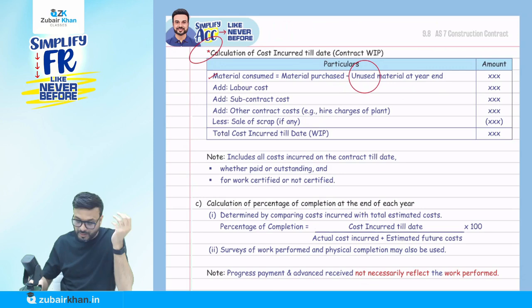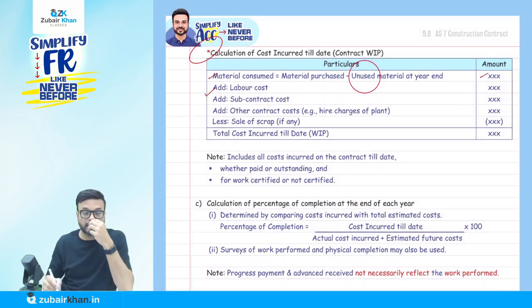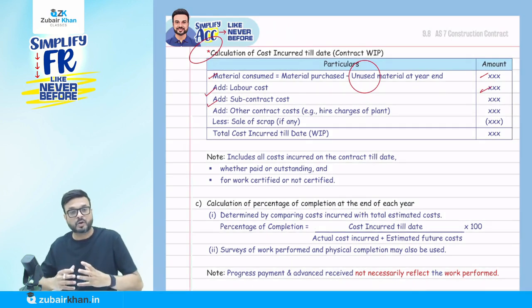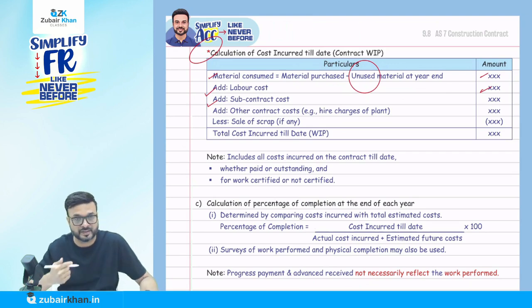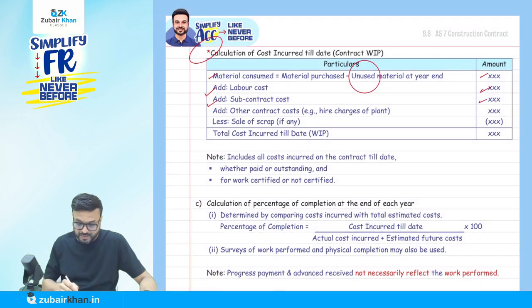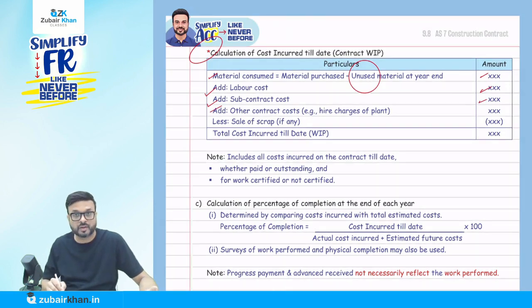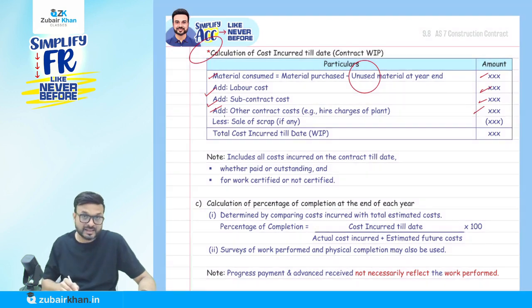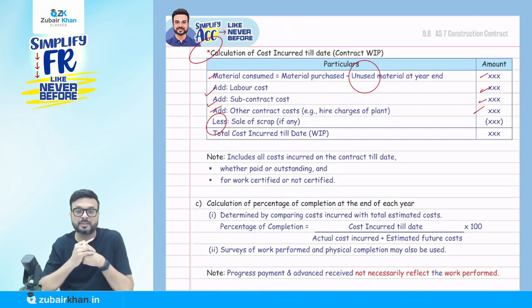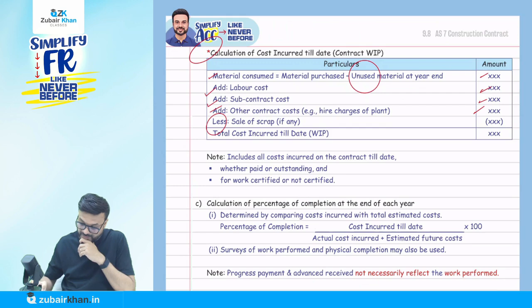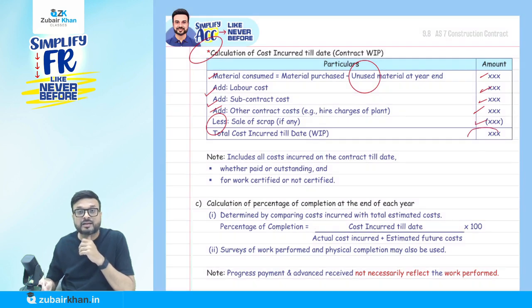Now labor cost will be added. Then subcontract cost. What is this subcontract cost? Sometimes the contractor also subcontracts the work to someone, and we have to pay the subcontractor, so that is a cost for the contractor. Then any other cost incurred that is directly attributable to the contract, for example hire charges of plant. And if any scrap is sold, or there is miscellaneous income, that should be deducted from the total cost. So this is the cost incurred till date.